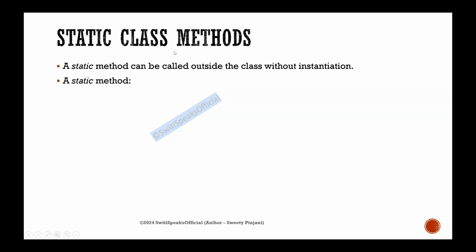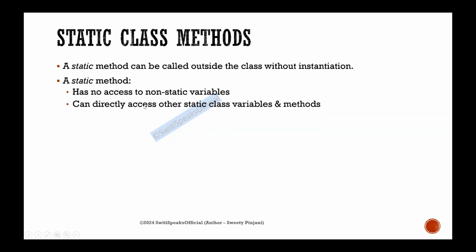What are other things that can happen in a static method? A static method cannot access non-static variables. It's a static method, so it cannot access any non-static variable. It can directly access other static class variables and methods of the same class. In whatever class that static method is defined, there will be some static variables and methods in the same class. Only those static variables and methods it can access. It cannot access non-static variables and methods, and it can be called outside of the class without instantiation.